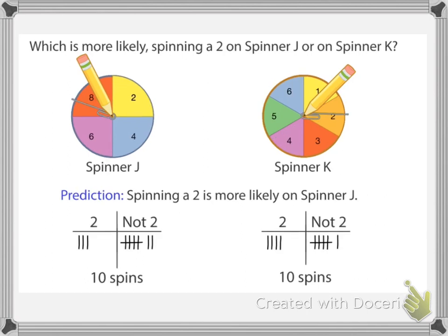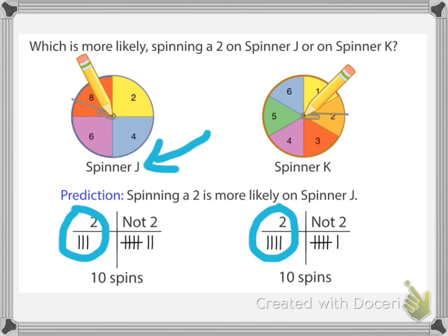After spinning both of our spinners 10 times each, here are our results. We can see over on spinner J that we spun a 2 a total of 3 times. And on spinner K, we spun the number 2 a total of 4 times. Well, that doesn't really match our prediction because we predicted we would be spinning a 2 more times on spinner J. But that's not actually what the results are showing us.